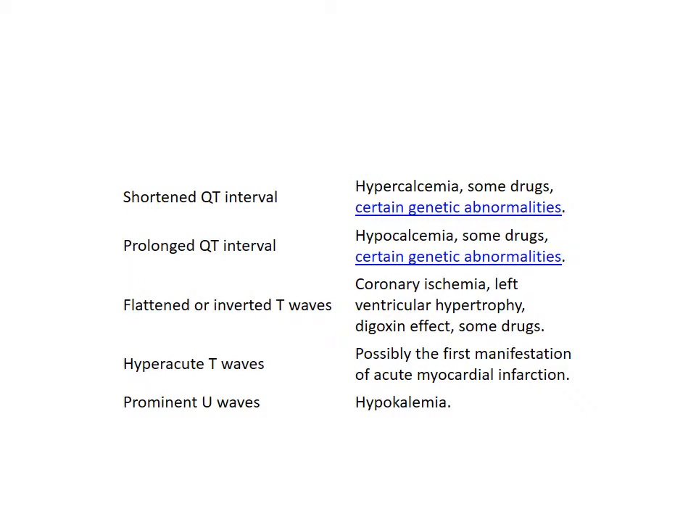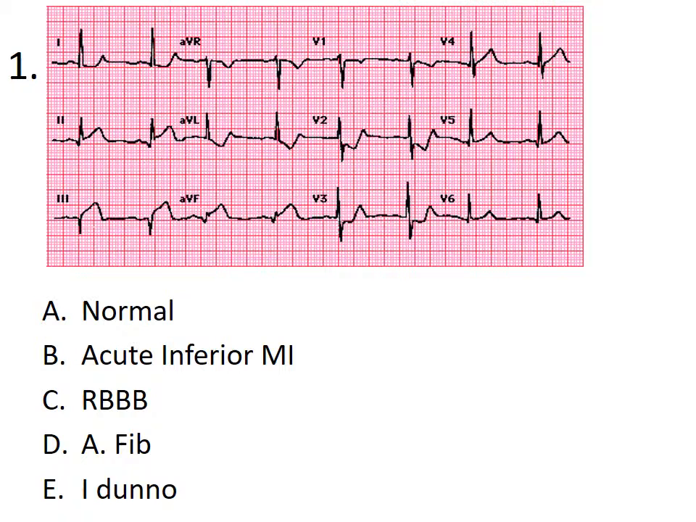All right, here's some reasons for shortened QT, prolonged QT, etc. You can look at those. We talked about some of it. All right, quiz time. What do you see in this EKG? All right, so I don't have a rhythm strip, can't look at that.